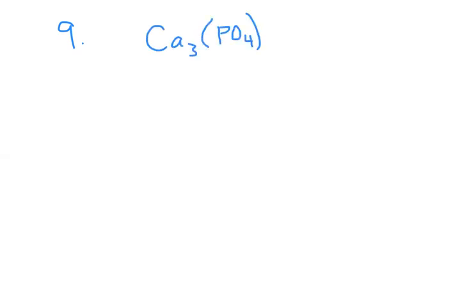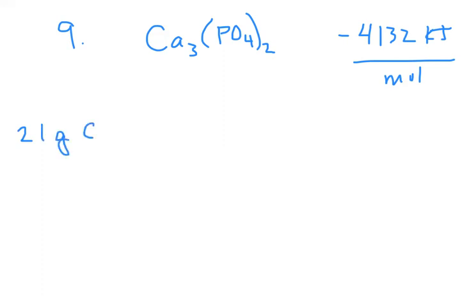Calcium phosphate is that. And we're saying that for each mole of that synthesized, we release, so negative 4132 kilojoules per mole of calcium phosphate. Okay, now it's just asking how much heat is released when only 21 grams of calcium phosphate is synthesized. So we just need to do a little mole road type of calculation here.